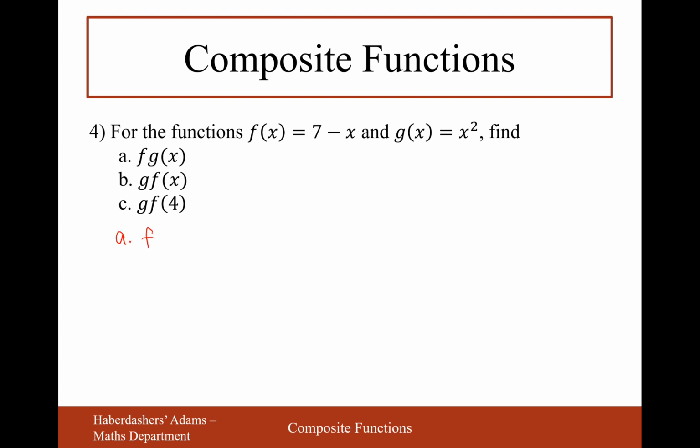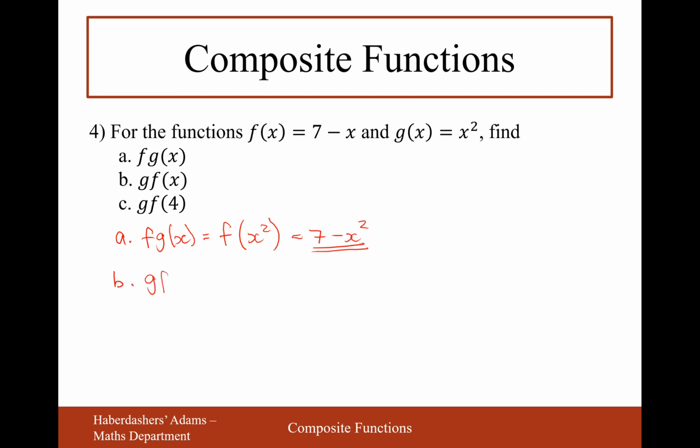Okay, so for fg of x, I'm going to write out fg of x equals, I'm going to leave the f alone at the front, then I'm going to write out the g function, which is x squared, and then I'm going to put this algebra into the f function. So it's going to be 7 minus x, but I'm going to write x squared here because I'm putting x squared into the function.